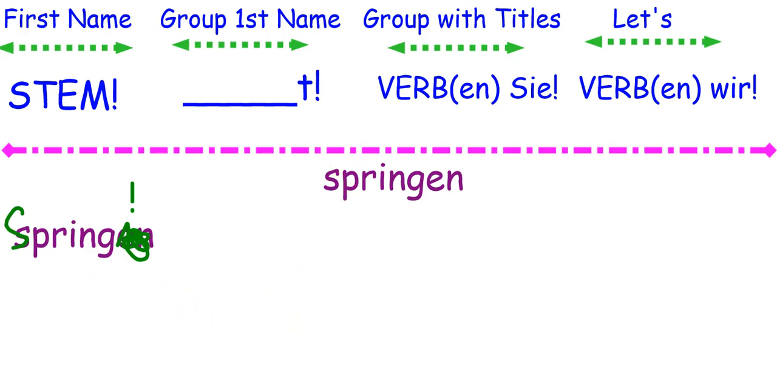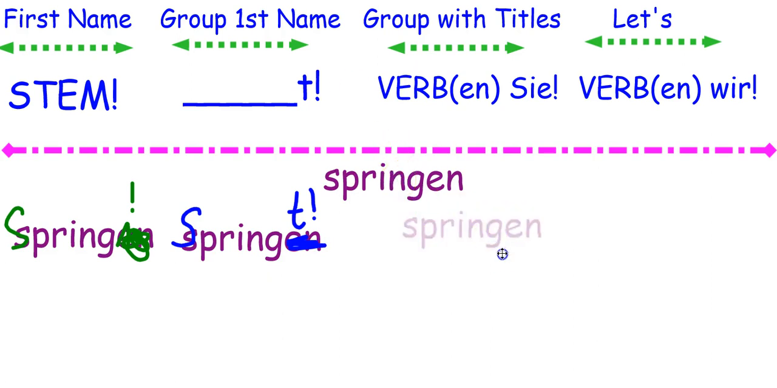So jump. If we were talking to a group of people, so maybe a teacher to a class, or you're talking to a group of your friends, and you tell them all to jump, you would say springt. Heidi und Hans, springt.